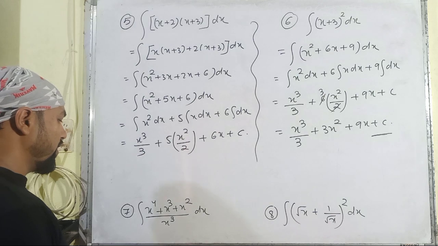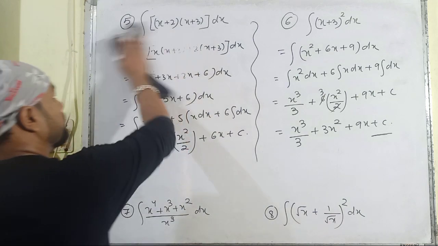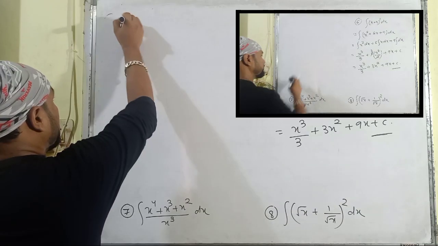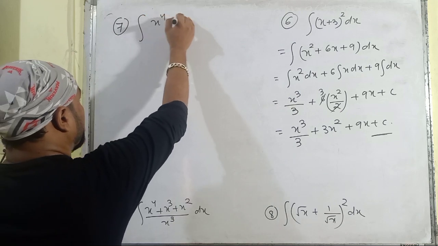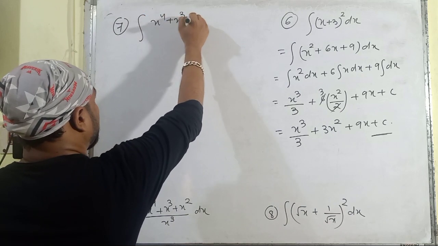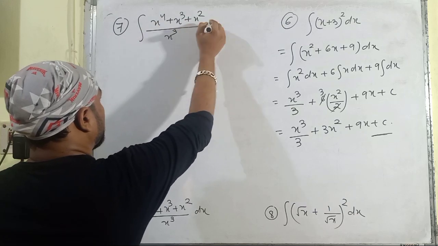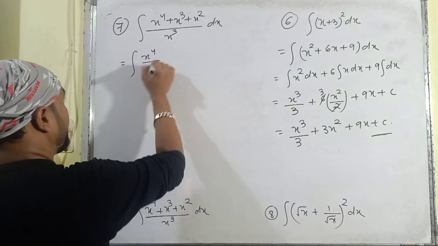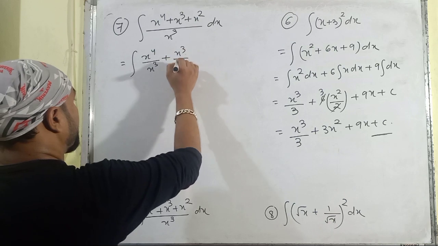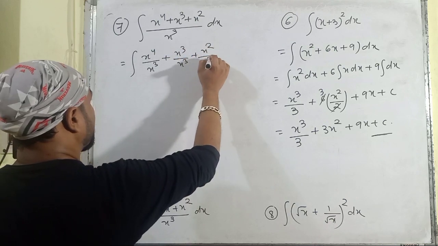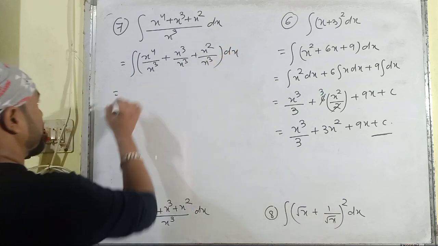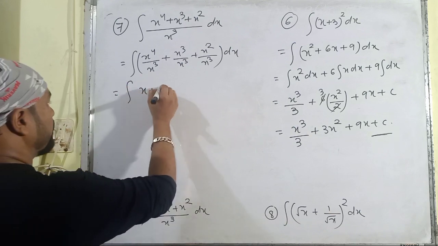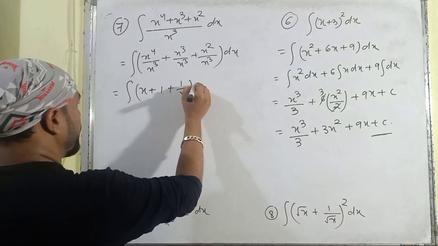Now coming to the problem number 7. Just separating the terms, we have x to the power 4 divided by x cube, plus x cube divided by x cube, plus x square divided by x cube. Just simplifying the terms present in the bracket, it will be integral of x plus 1 plus 1 by x with respect to x.